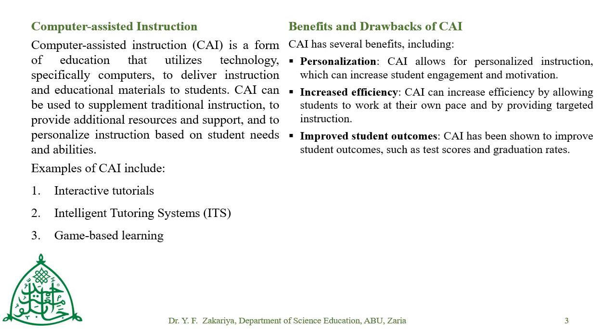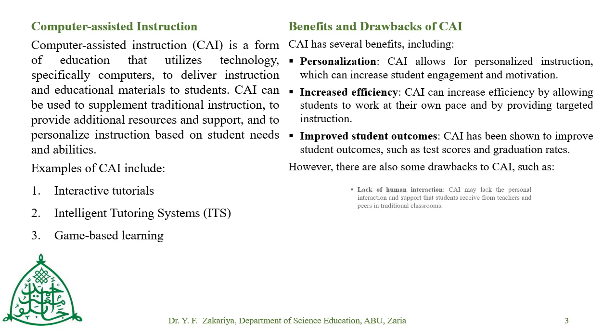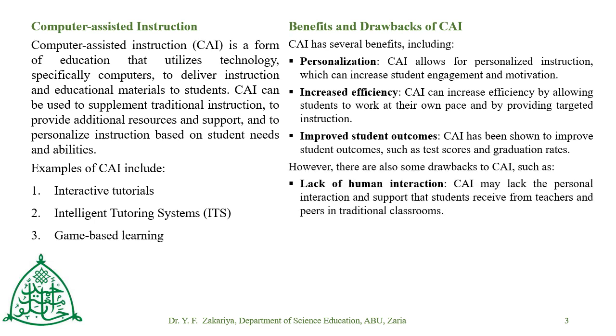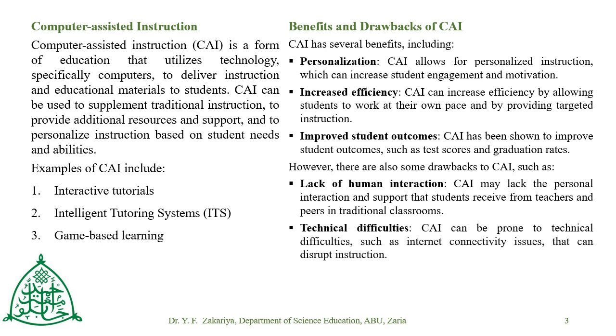Okay, another one is improve student outcomes. Computer-assisted instruction has been shown to improve student outcomes, such as test scores and graduation rates. Meanwhile, we can also identify some drawbacks, one of them being lack of human interaction. You may miss this flesh-to-flesh interaction with your colleagues or your students. Another one is technical difficulties. There could be technical difficulties, your internet may break down, your computer may be corrupted and stuff like that. And the last one is limited scope.